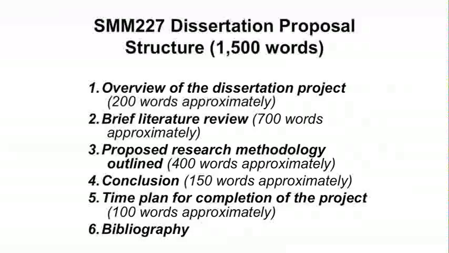The proposed research methodology, roughly 400 words, outlines how you are going to do this research, what approach you're going to take, and what sort of data you're going to work with for this dissertation. The conclusion then should be roughly about 150 words as to what contribution you feel this research will make.